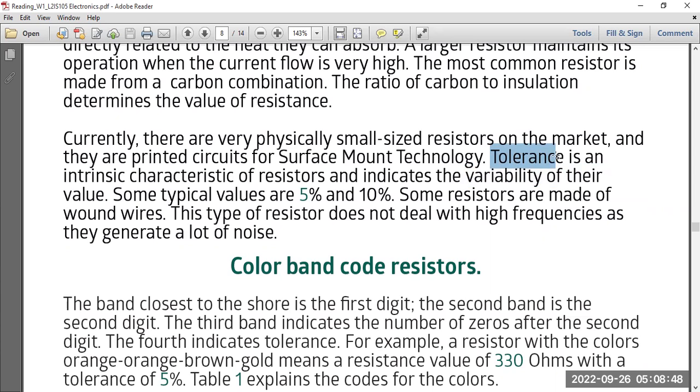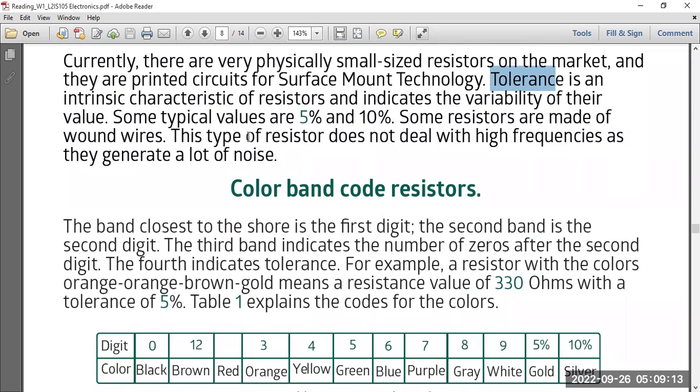Similarly, as resistors are made of several different types, there are some resistors available in the market which are designed with the help of wound wires. Now, this type of resistor, made with wound wire, does not deal with high frequencies because they generate a lot of noise. Coming to an important topic regarding resistors: color band code resistors.